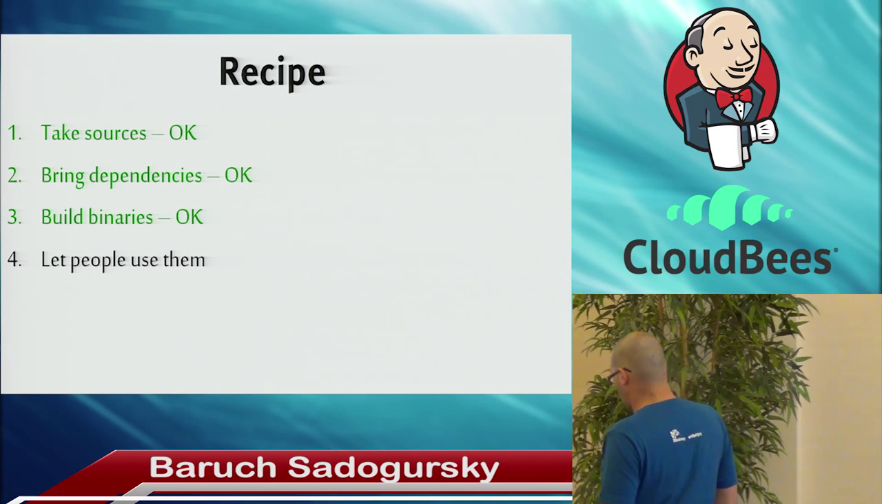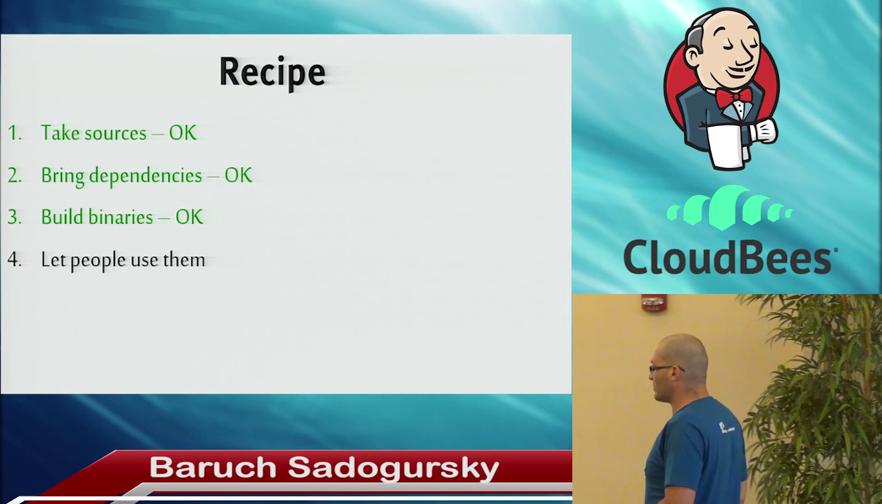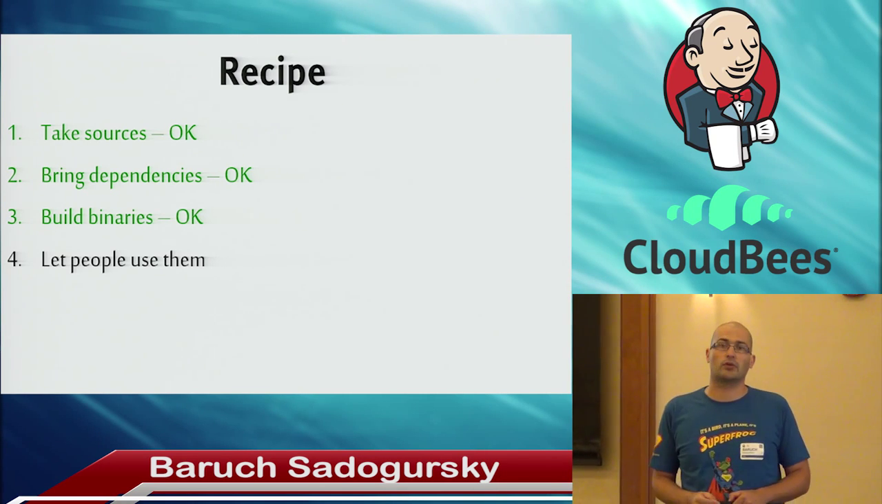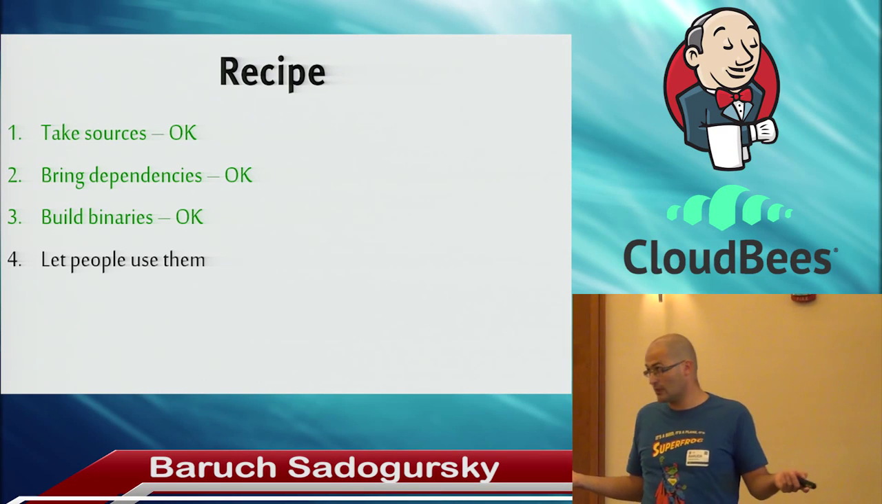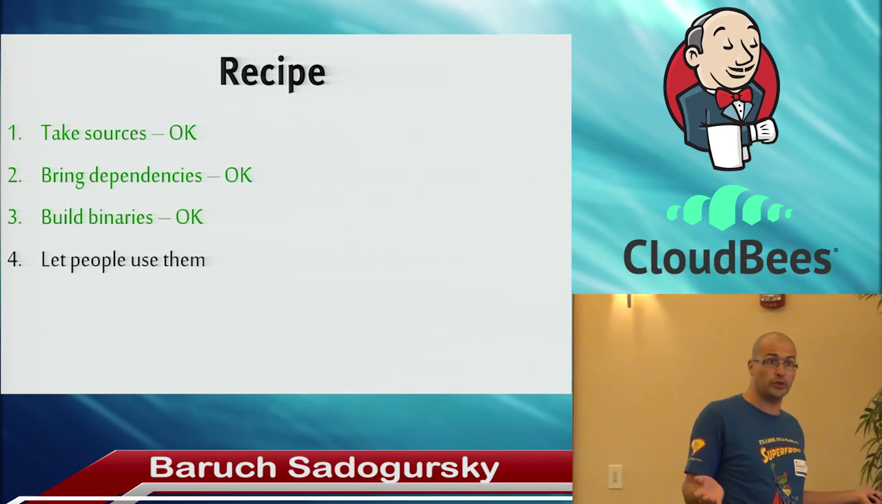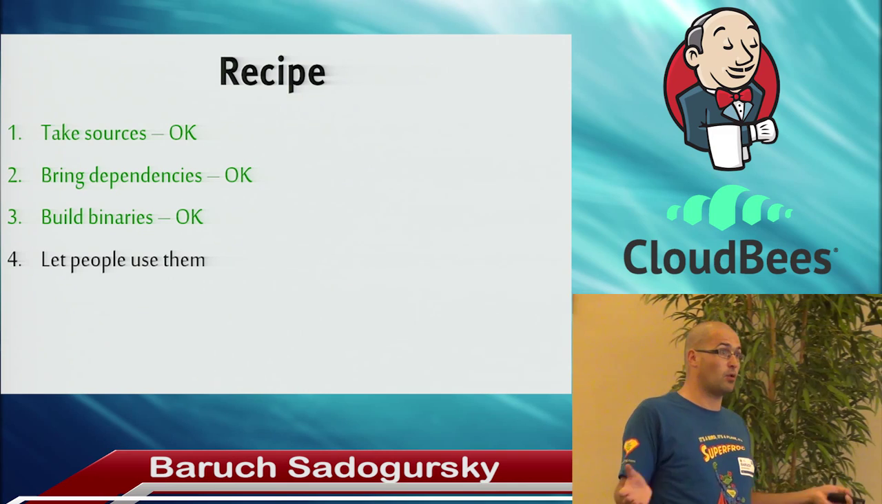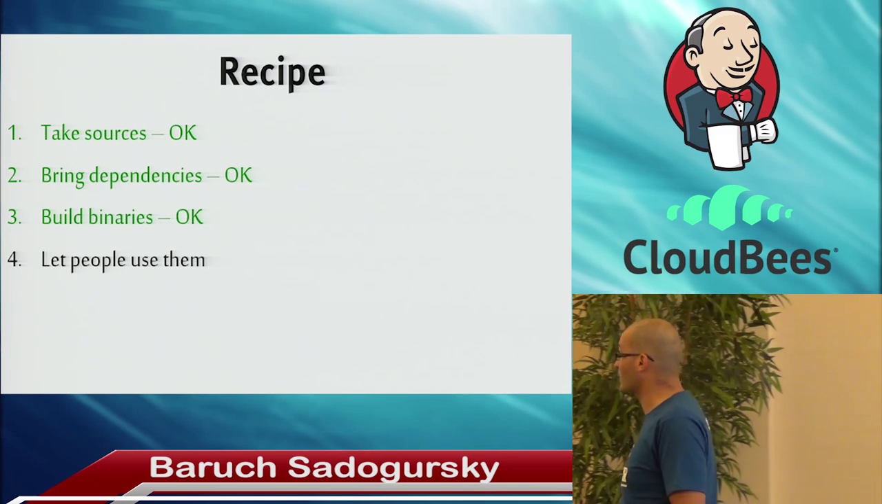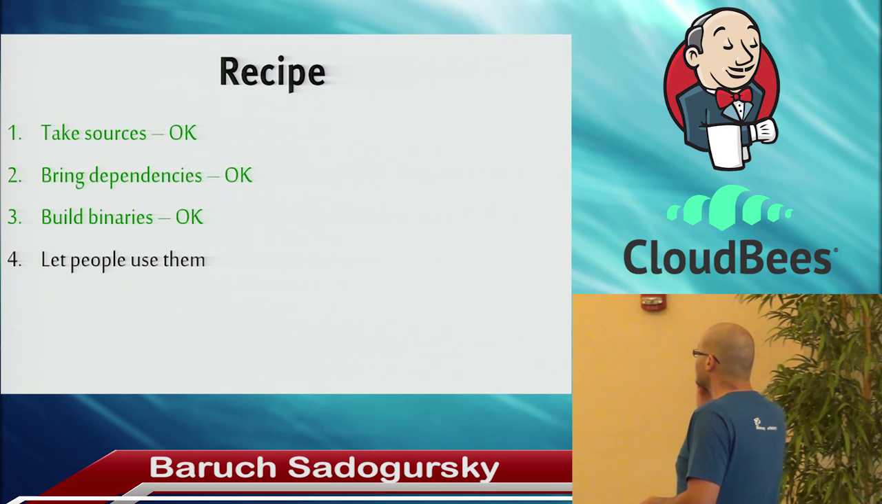Okay, so now we spoke about bringing dependencies from the correct place, from your in-house binary repository, and now you build your binaries. With NPM, it's very simple. All you need to do is create a module, create package.json, zip them together, and you're done. Right? This is very simple.